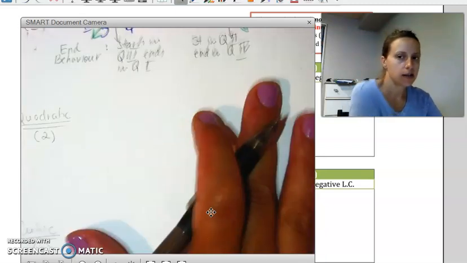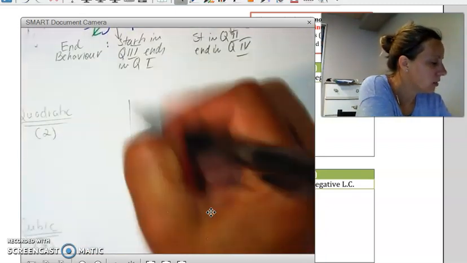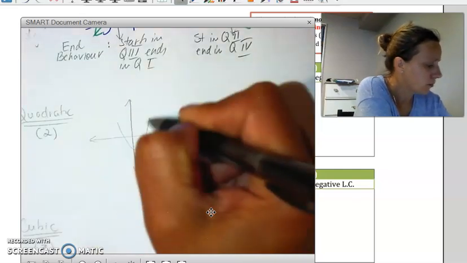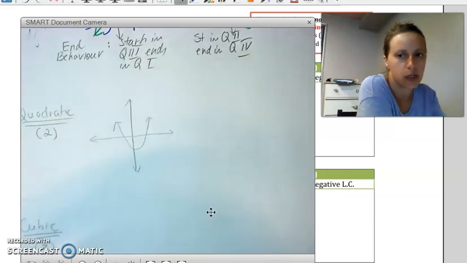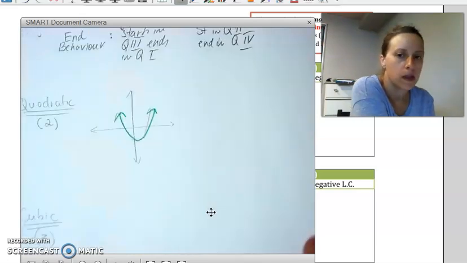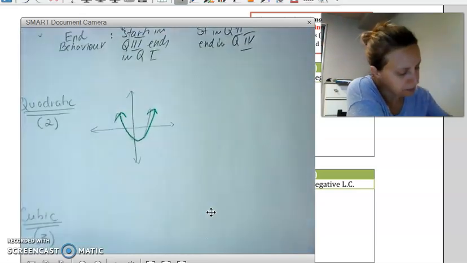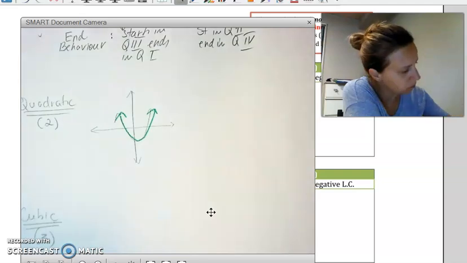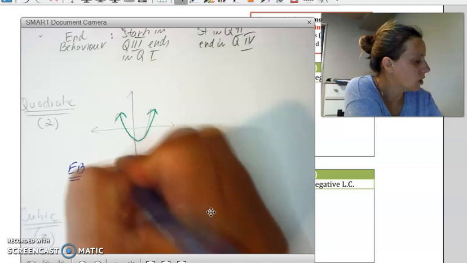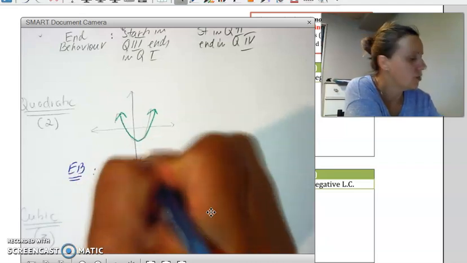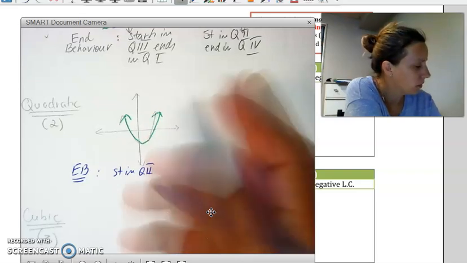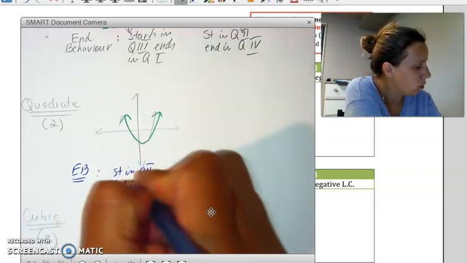A quadratic, and I've already given you the positive leading coefficient version, is a parabola upwards. Let's make it green so it's prettier. Parabola upwards. Now let's describe the end behavior. I'm going to do it in blue. End behavior starts in quadrant 2 and ends in quadrant 1.